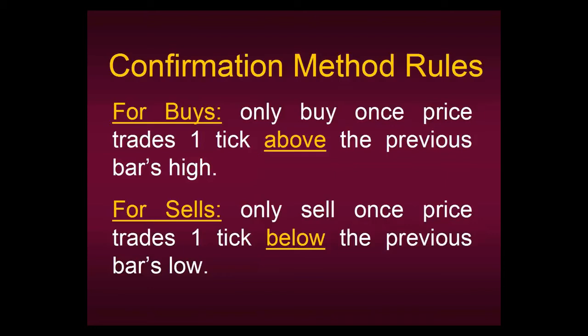Now let's say your signal gives you a short signal, regardless of what it's based off of. Instead of selling at the market, instead of placing a limit in to go short, you're only going to sell once price trades one tick below the previous bar's low. All right? That's the confirmation method. We need to see that it's traded either one tick above or one tick below the previous bar. And as long as our strategy is still telling us it's okay to go long or to go short, you're just going to continue to watch the bars and scale down or scale up until you enter into the trade.